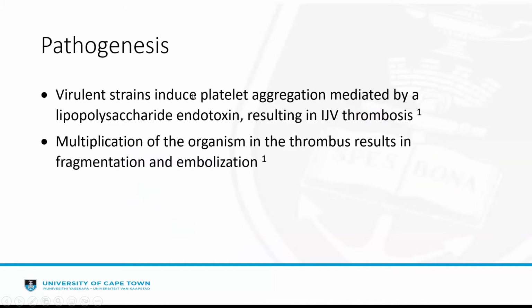So continuing on pathogenesis, it's usually a virulent strain of a microbe that induces platelet aggregation. And this is mediated by lipopolysaccharide endotoxins, and these irritate the intima of the internal jugular vein, leading to thrombosis. It's also postulated that there's multiplication of organisms in the thrombus, and this multiplication of microbes in the thrombus results in fragmentation and then eventually embolization of the septic emboli.